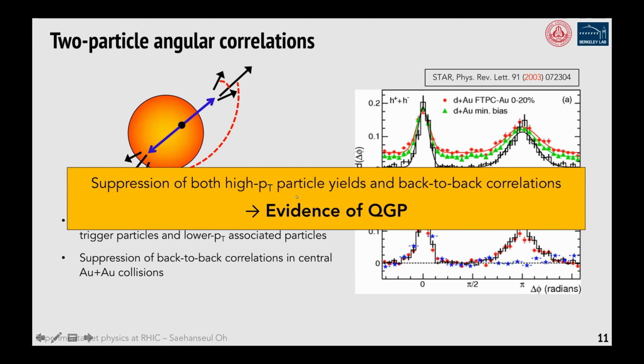So suppression of both high PT particle yields and back-to-back correlations became the evidence of the QGP. This high PT particle measurement, or some proxy object measurement, became the evidence of the quark-gluon plasma. At the beginning of the RHIC running, we wanted to check whether we could really see a quark-gluon plasma or not, but this result really confirmed that we could see the quark-gluon plasma in heavy ion collisions at RHIC.